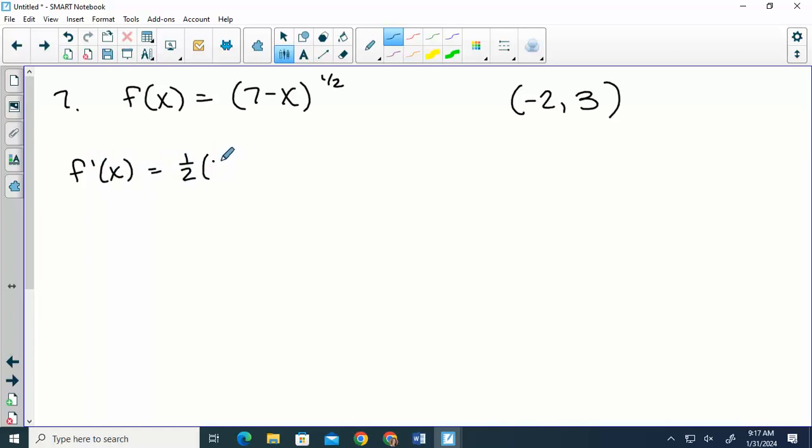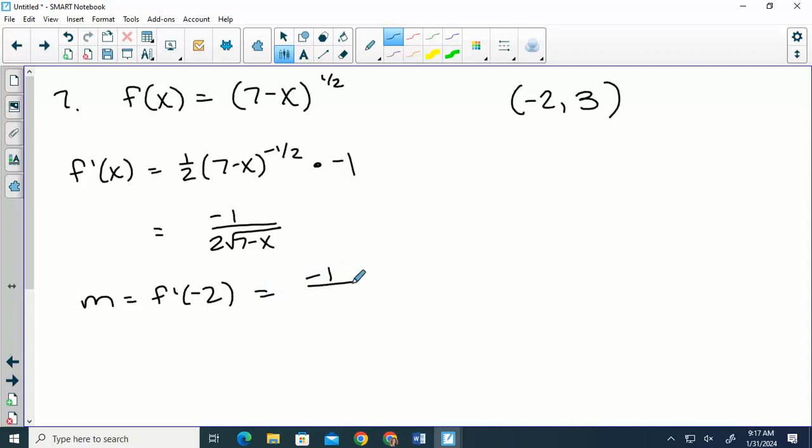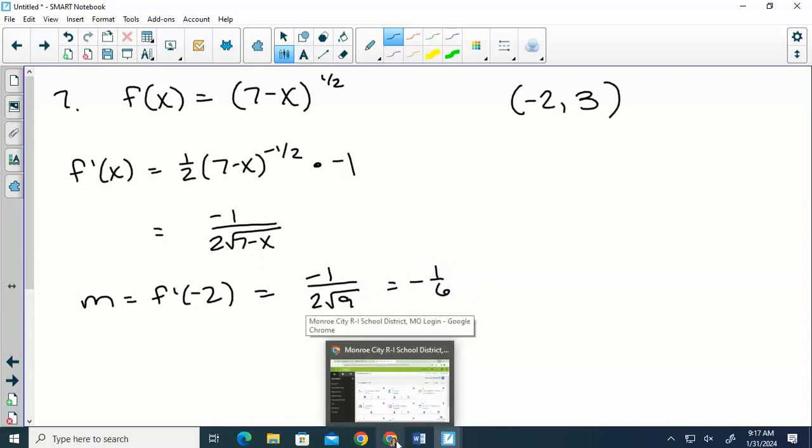So we need the derivative. Exponent comes down, inside stays the same, subtract 1 from the power, times the derivative of the inside, which is -1. So we have -1 over 2 square root of 7 minus x. To get our slope, we need to know what the derivative is at -2. So if we put in a -2, we get -1/6. So now we have a point and the slope. We need to do our equation.